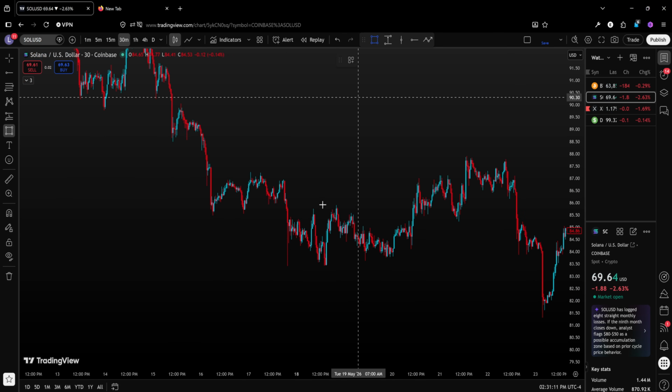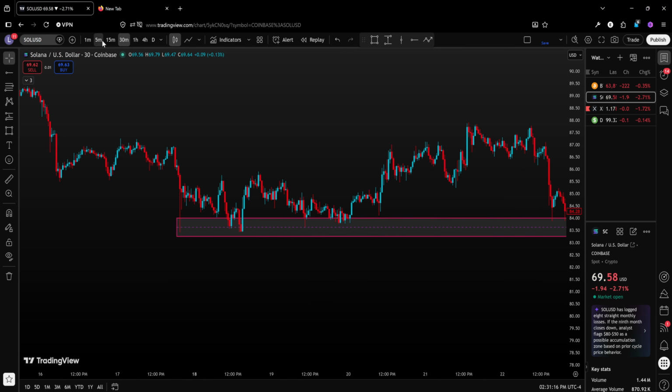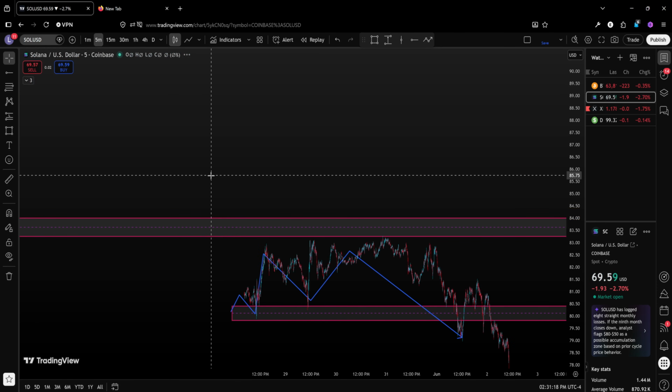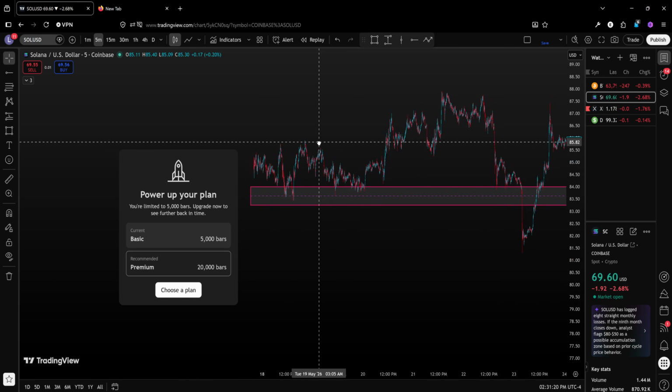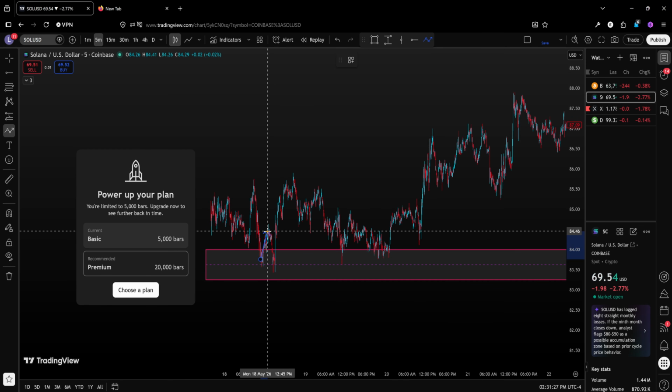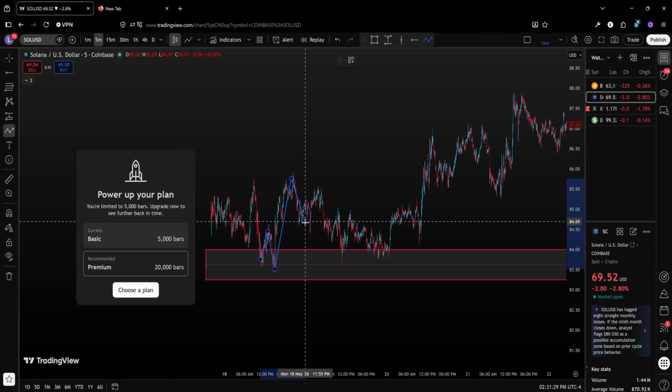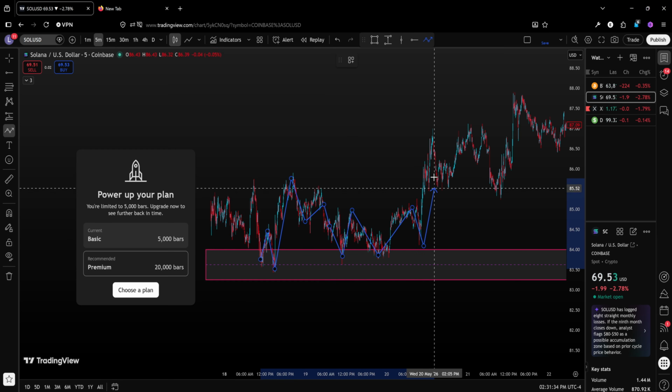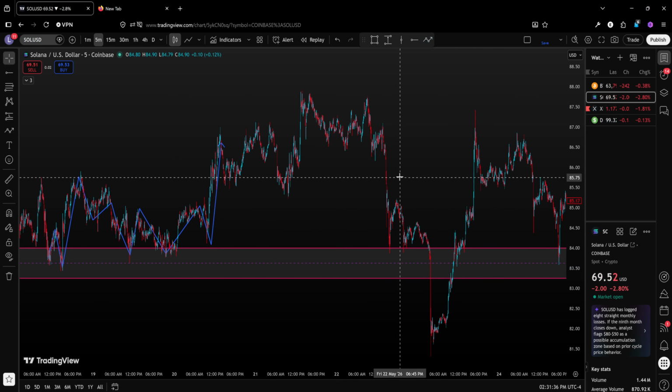Boom. Another example right here. Support. Let's go to the smaller time frame so we can get a better view of this. You know what I mean? All right, so boom. Support price taps into it, goes up, taps into it, goes up. Boom. Price moves, taps into it, goes up, taps into it, goes up. Boom. All that good stuff.